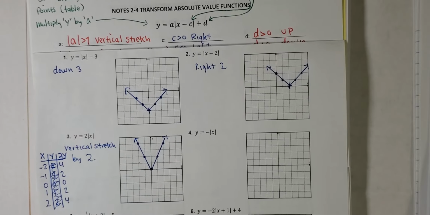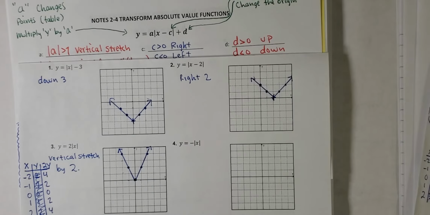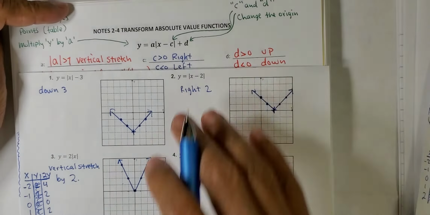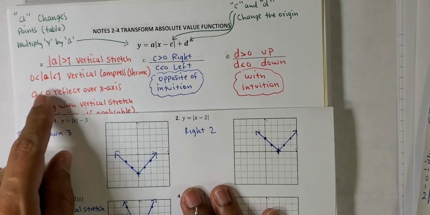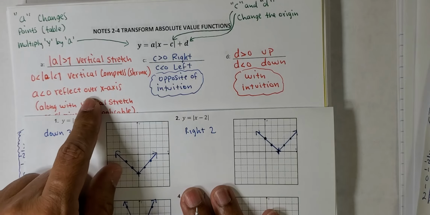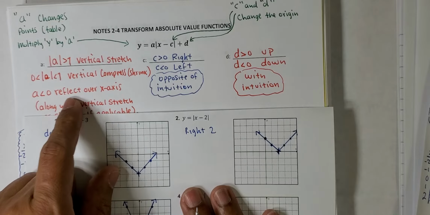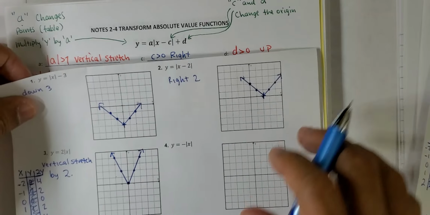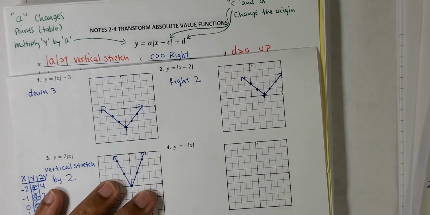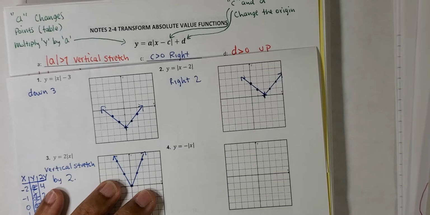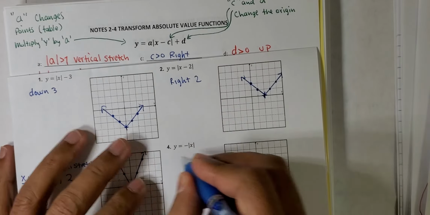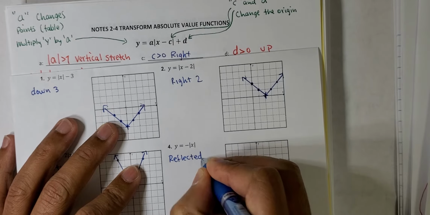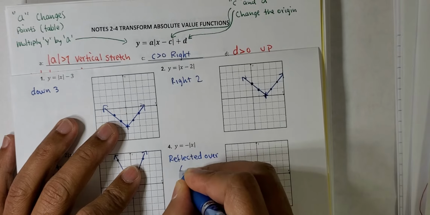Okay, the next example. On this one here, notice that we have a negative in front of the absolute value. So what does that mean? That means that if a is less than 0, then it's going to get reflected over the x-axis, because we have a -1 in front of the absolute value. So then all this is going to do is reflect, or reflected over the x-axis.